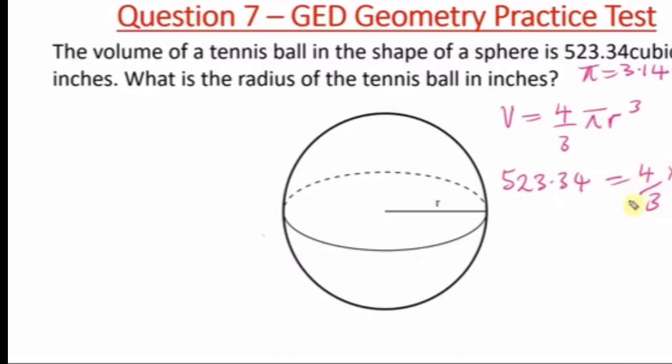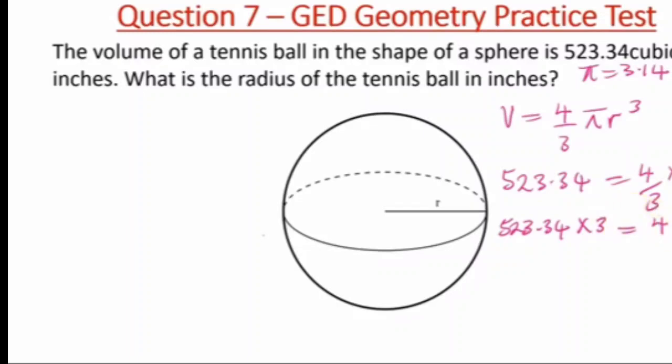There's nothing to cancel out. So I would prefer, let us just take this 3. Should we just take this 3 and multiply here? Yes, we can do that. Just take this 3 and let it multiply here. So we have 523.34 times 3 equal to 4 times 3.14 times r cube.